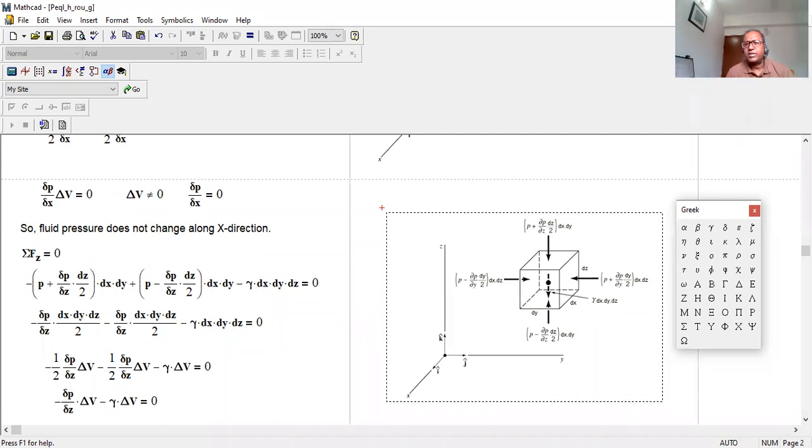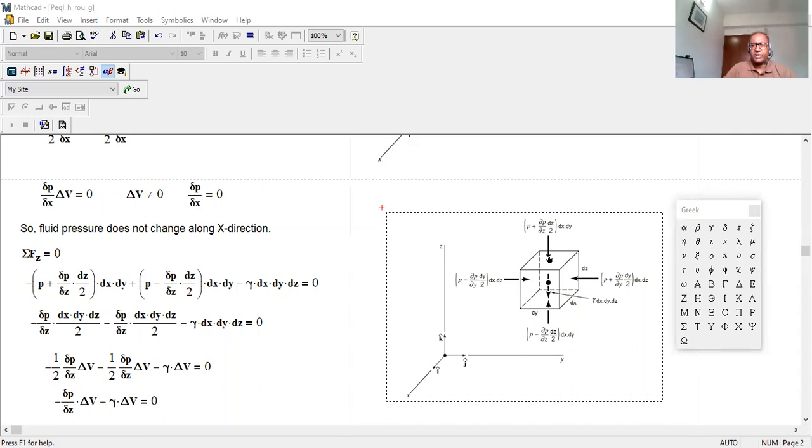Now we need to say about the vertical axis, what will happen. So in the vertical axis, how many forces are working? You see in the vertical, on this surface there is a pressure working downward. At the bottom, there is a pressure working upward. And what else do we have? Another thing, the weight of this fluid. So how can we figure out the weight of the fluid?